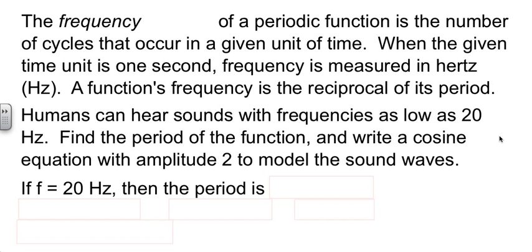Your radio frequencies, if you're on the FM dial, are measured in megahertz. If you're on the AM dial, they're measured in kilohertz. So you've been using hertz, you just didn't realize it. And the easy way to find the frequency is it's the reciprocal of the period.